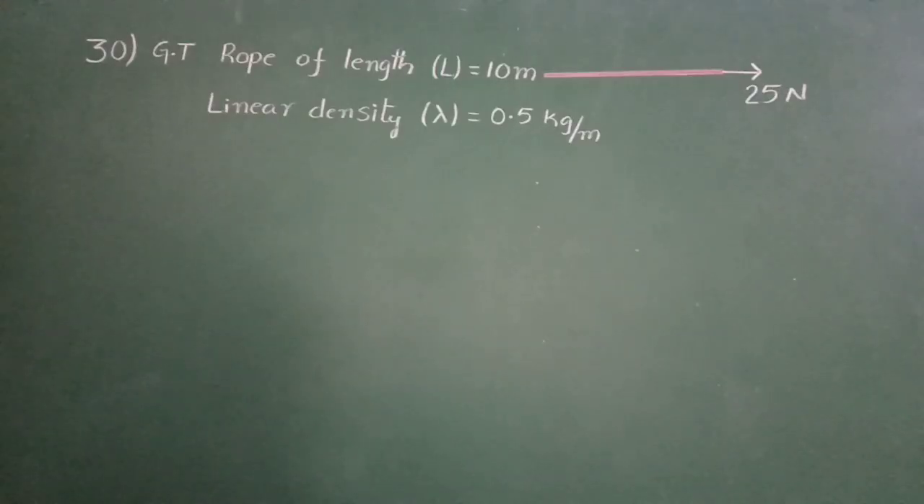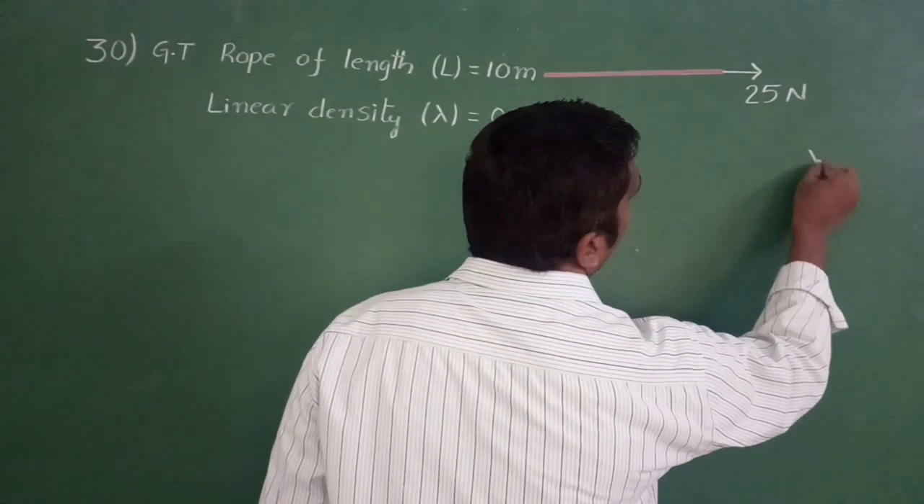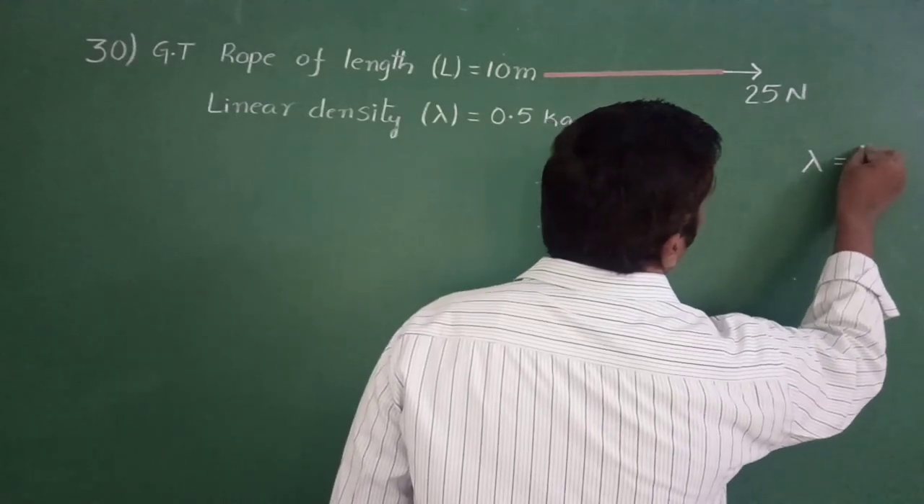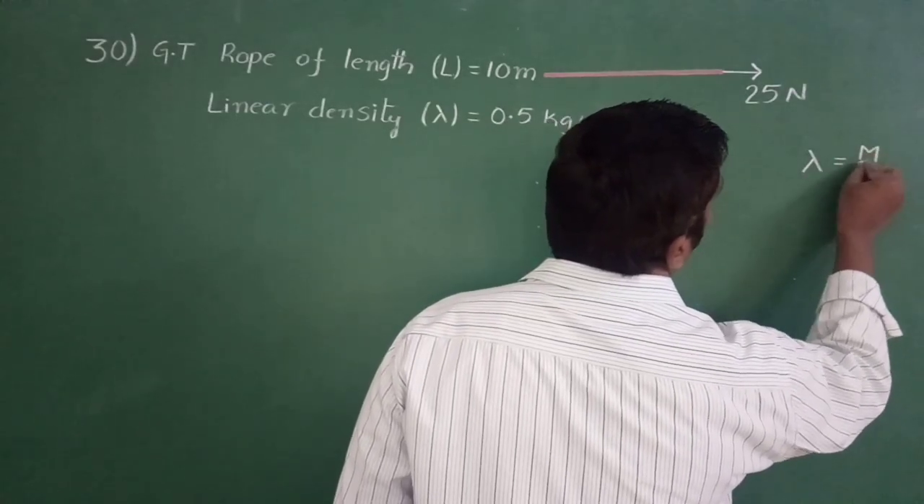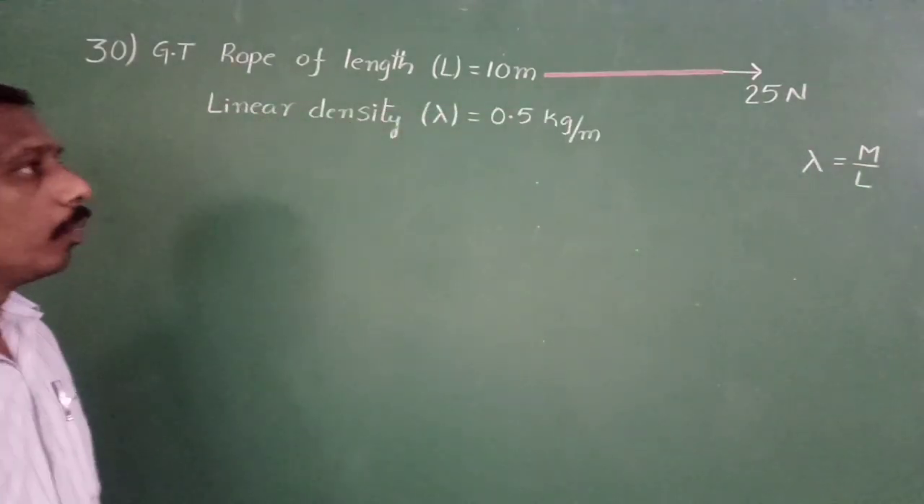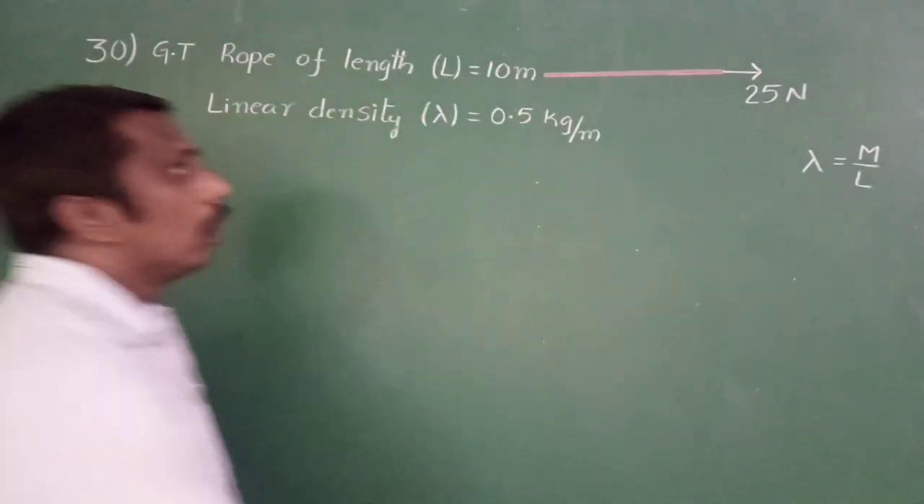According to the problem, given that the rope length is equal to 10 meter, and linear density of the rope is 0.5 kg per meter. Linear density means mass per unit length. Linear density is denoted by the letter lambda. So that is equal to mass per unit length. It gives the mass in a unit length. So by using this, we can calculate the total mass of the rope.